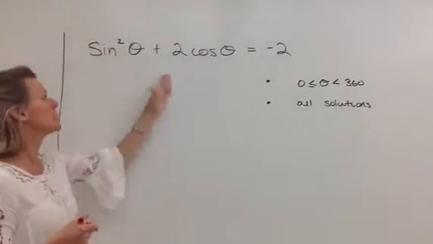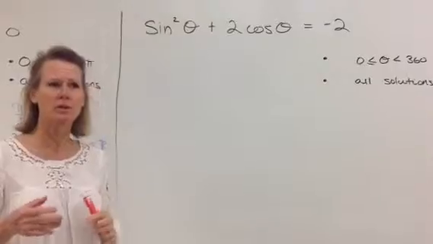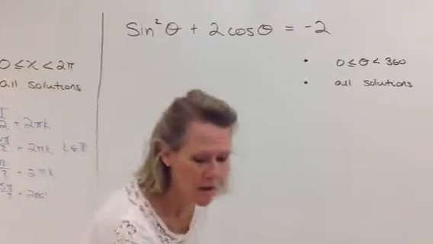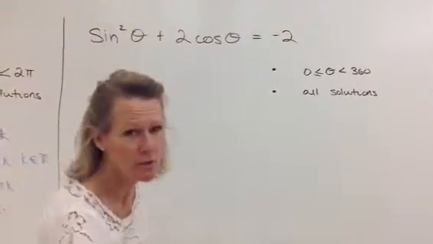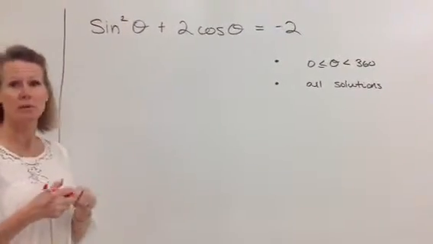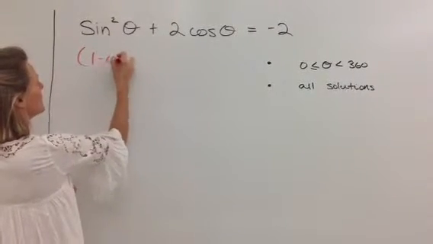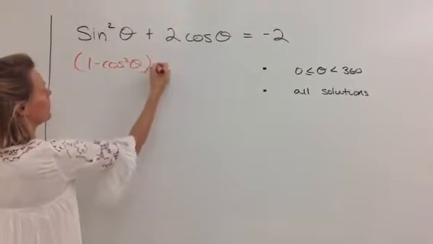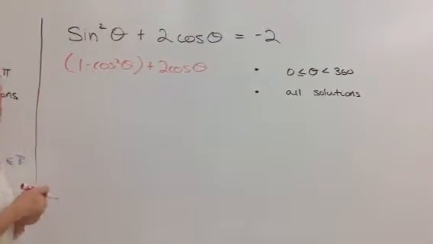Let's look at another example. This one does not factor because I've got a mix of cosines and sines. So now I can use any one of the identities that we have on our blue sheet. I can rewrite sine squared as 1 minus cosine squared, plus 2 cosine of theta equals -2.